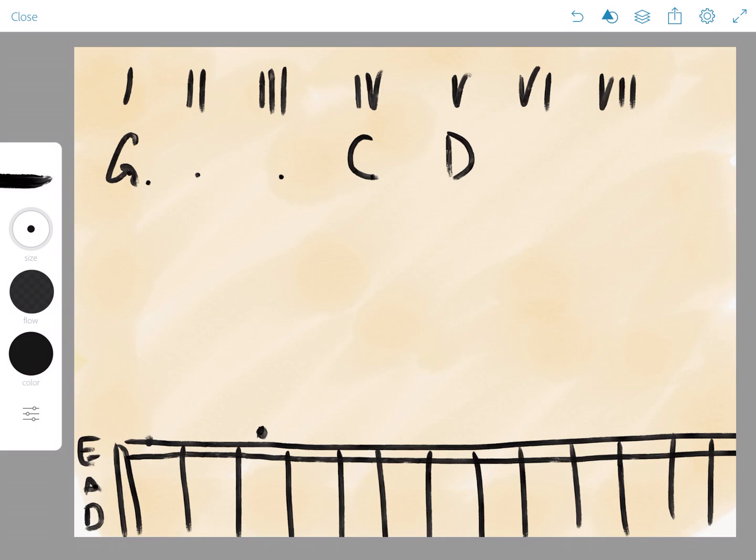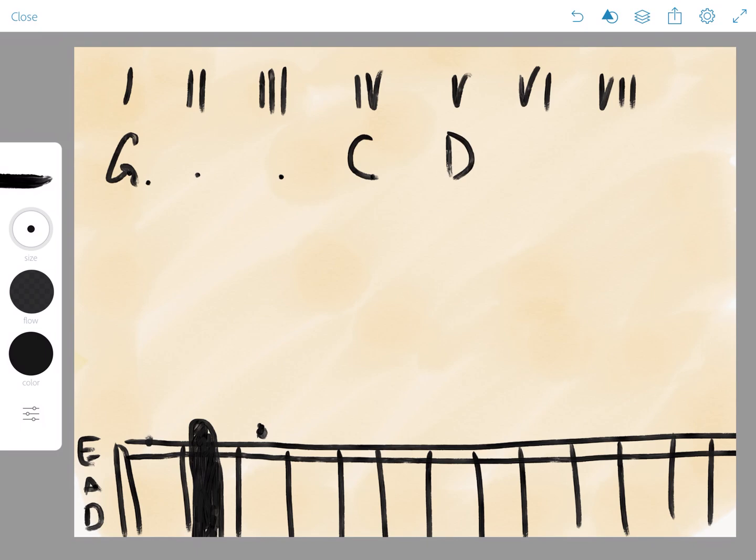Now, someone comes along and says, that's too low for me. I need to put a capo on the second fret. Here's your capo. Now, you can't play G with your finger on the third fret anymore, because your capo is on the second fret. It just wouldn't work.